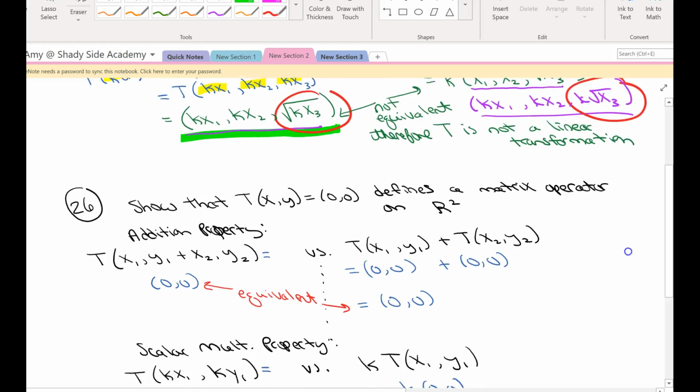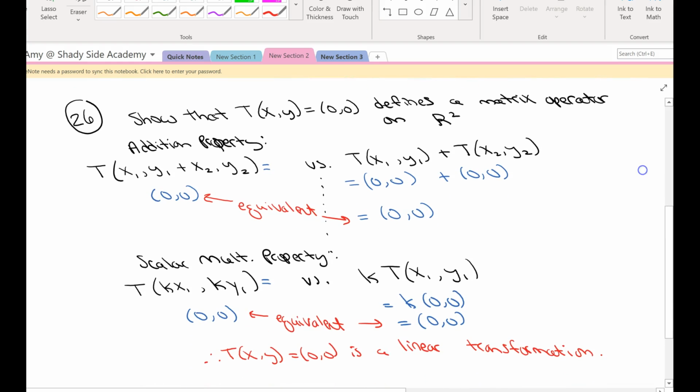Okay, 26 was a bit, there's a lot going on here just in terms of the words. I don't think the actual work itself was difficult, but the words make a difference. And you might want to have your text or something out. I'm looking at the text right now. The words say show that the transformation xy that yield 0, 0. It says defines a matrix operator. What I'm going to do is have you do this, okay? I'm going to say show that the transformation xy equals 0 defines a, let's just call it a matrix transformation, okay? That's what your text meant.